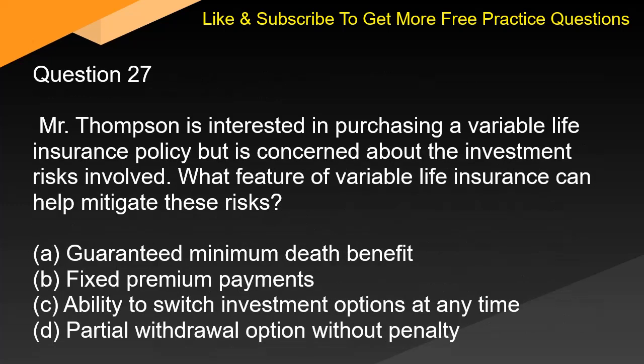Question 27. Mr. Thompson is interested in purchasing a variable life insurance policy but is concerned about the investment risks involved. What feature of variable life insurance can help mitigate these risks? A. Guaranteed minimum death benefit. B. Fixed premium payments. C. Ability to switch investment options at any time. D. Partial withdrawal option without penalty.